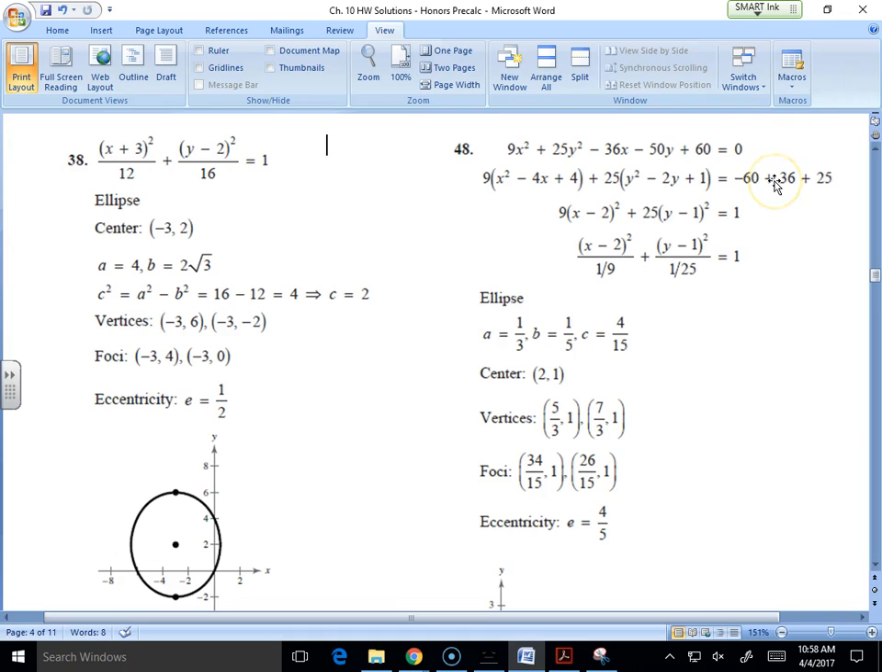Not sure if we can see it all, but we can see the beginning of both. Which one was nicer to work on, 38 or 48? 38. Oh yeah, all the way. Because 38 was in that nice factored form. You can see your h, you can see your k.